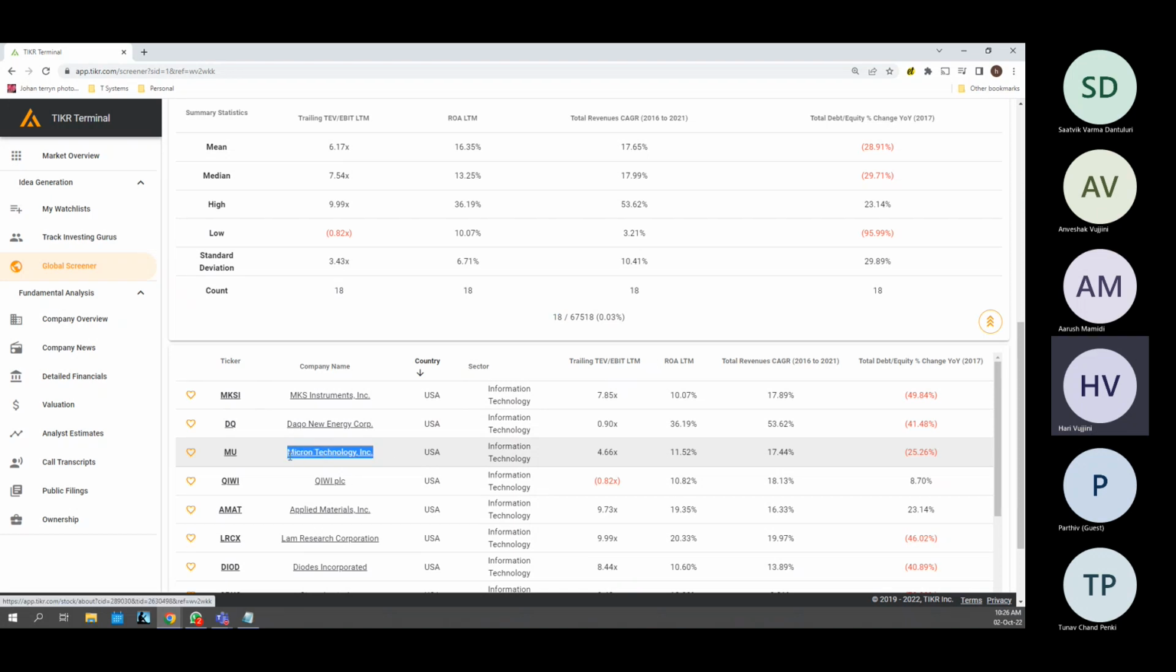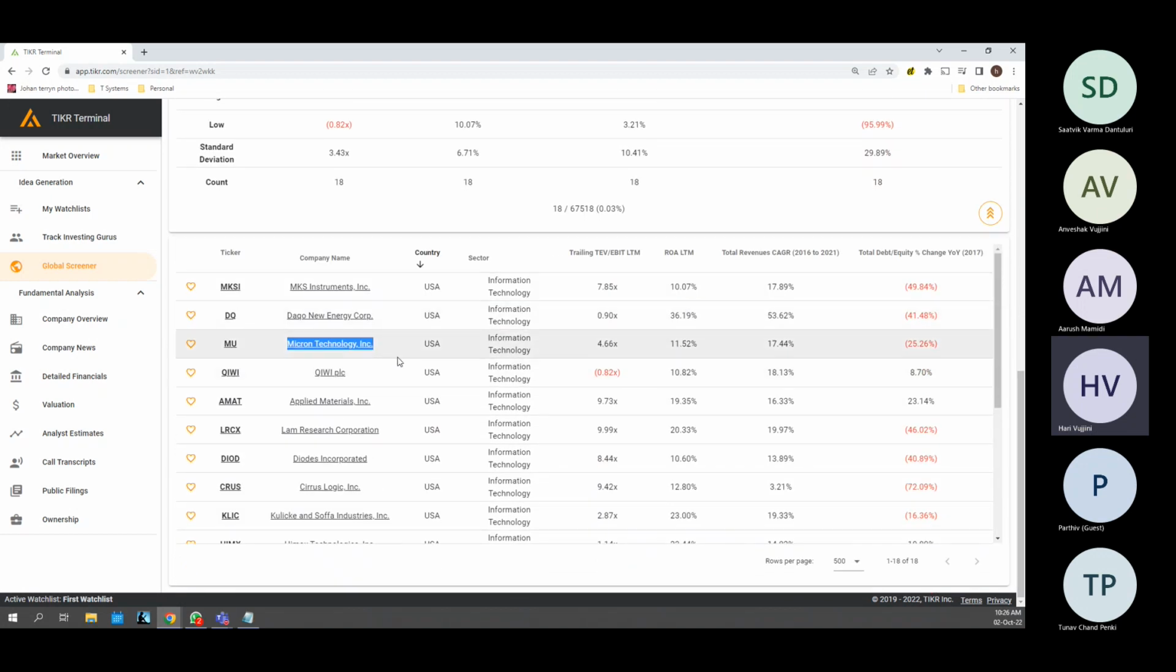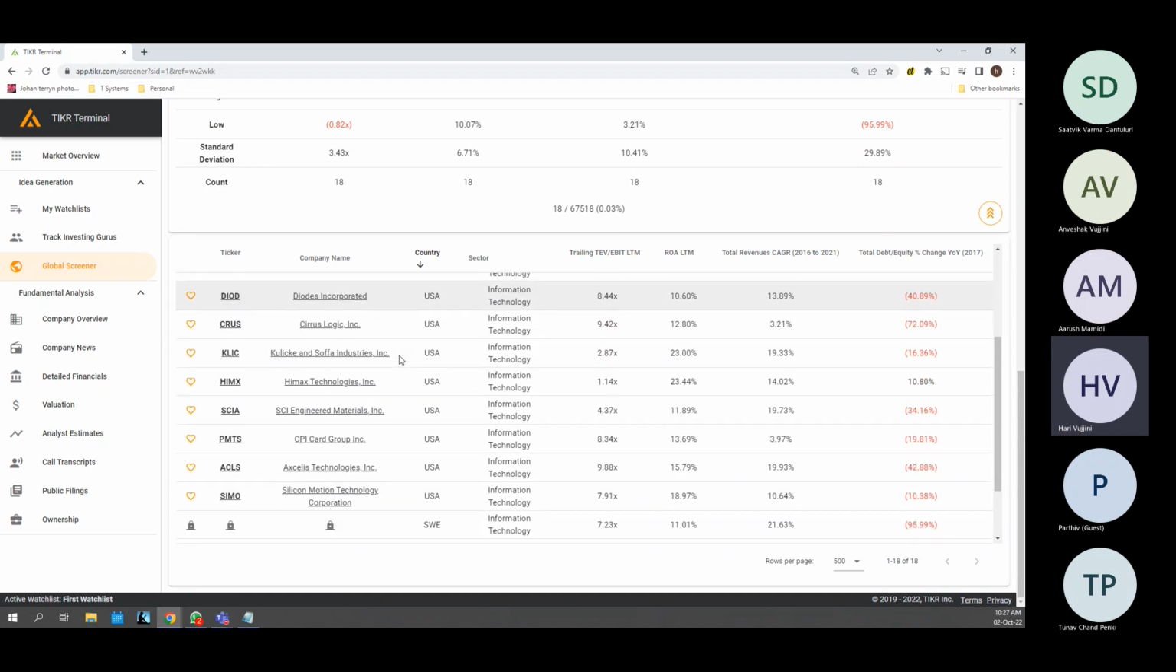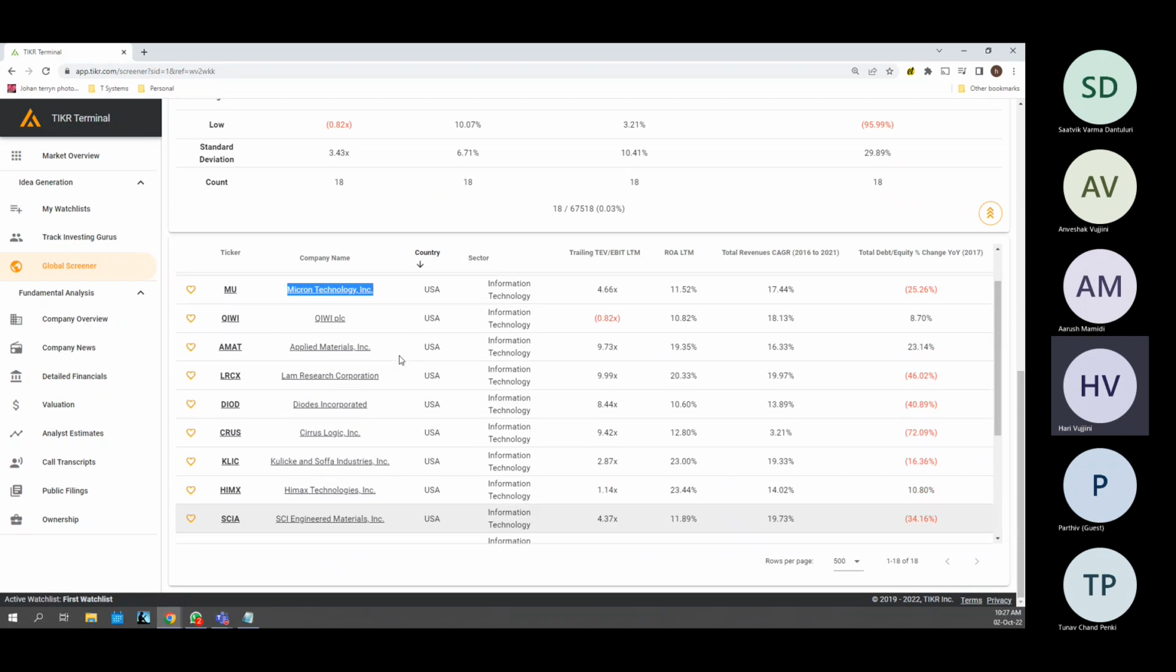This is Micron. I don't know if you've heard of this company. They are the ones who manufacture the memory chips for computers, laptops, everything. So this is one company that I can recall.